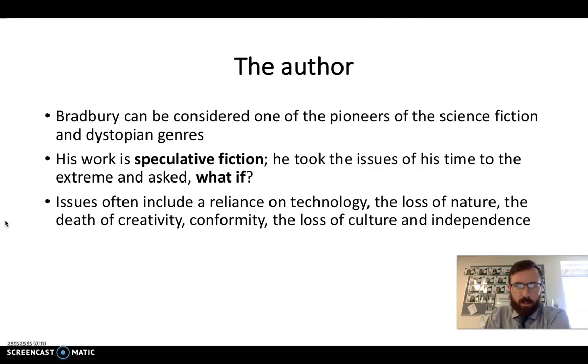If you know nothing about Bradbury, he's one of the pioneers of science fiction and dystopian genres, and his work is considered speculative. So he's always asking the question, what if technological advances get to the point where we're minimizing human interactions? Some of the themes and issues that come out of his work, and dystopian text in general, relate to this idea of loss of nature and an over-reliance on technology that leads to the death of creativity. You can see that in here, particularly as it pertains to this loss of culture and independence.